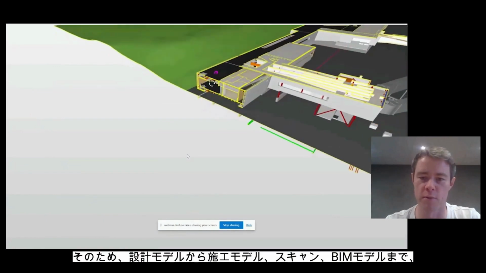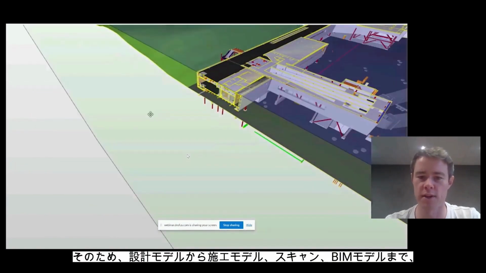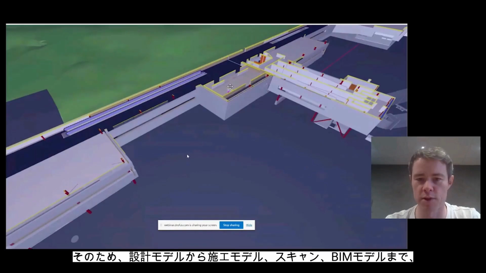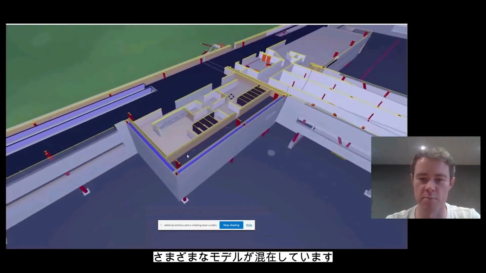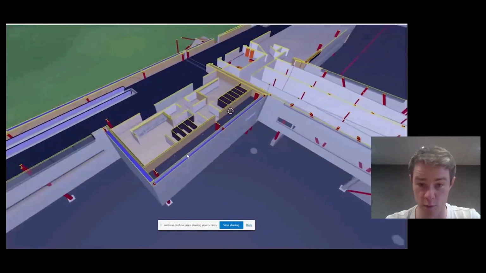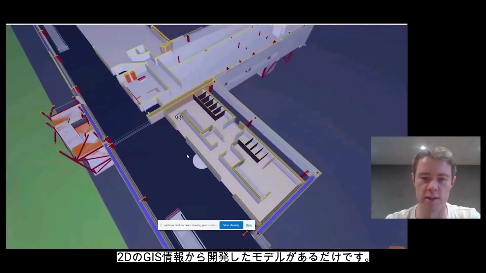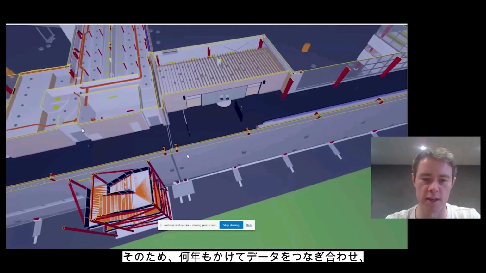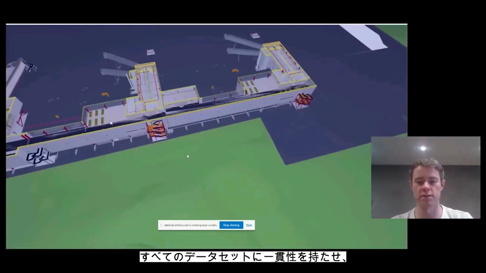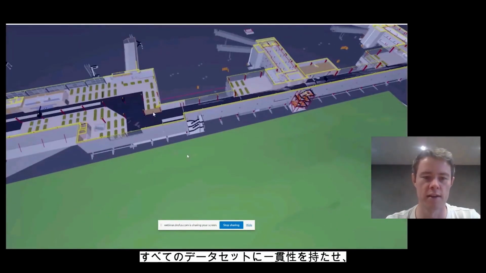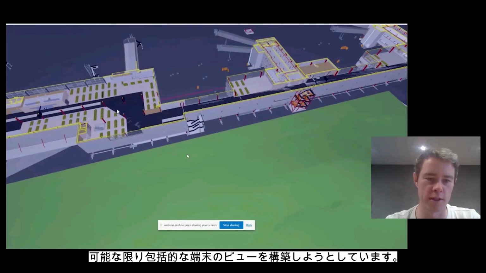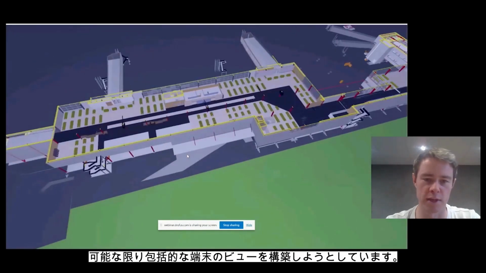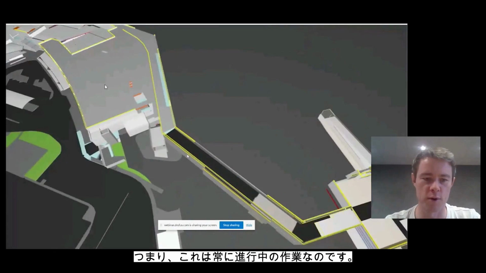So we've got this mix of models, from design models to as-built construction models to scan to BIM models. We've also got models that have been developed from our 2D GIS information. So we've been piecing it together over the years and trying to federate it and get consistency across all of our data set and build up as comprehensive a view of the terminal as we possibly can. So this is a constant work in progress.